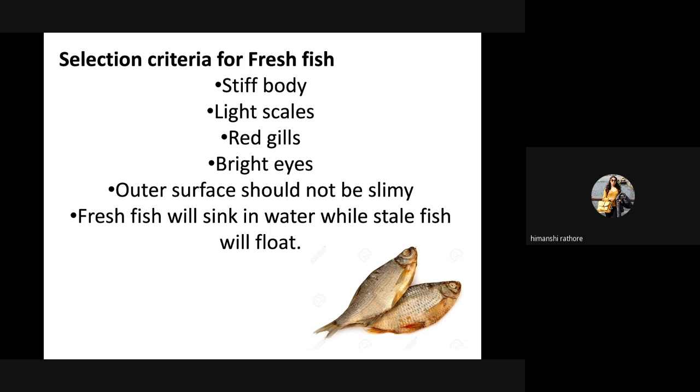because fish are heavier in nature, and they will just sink in a bucket of water. This test you can perform at your household level to check the freshness of fish. This is a simple test, anybody can do it, and stale fish will start floating. I have given these in simple points so that you can write them down, and if questions come in the exam, you can just give the important points. So: stiff body, light scales, red gills, bright eyes.